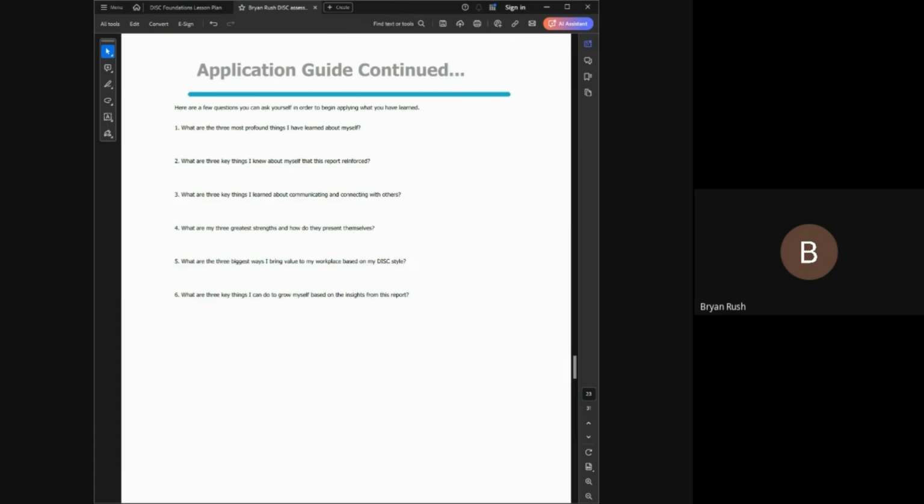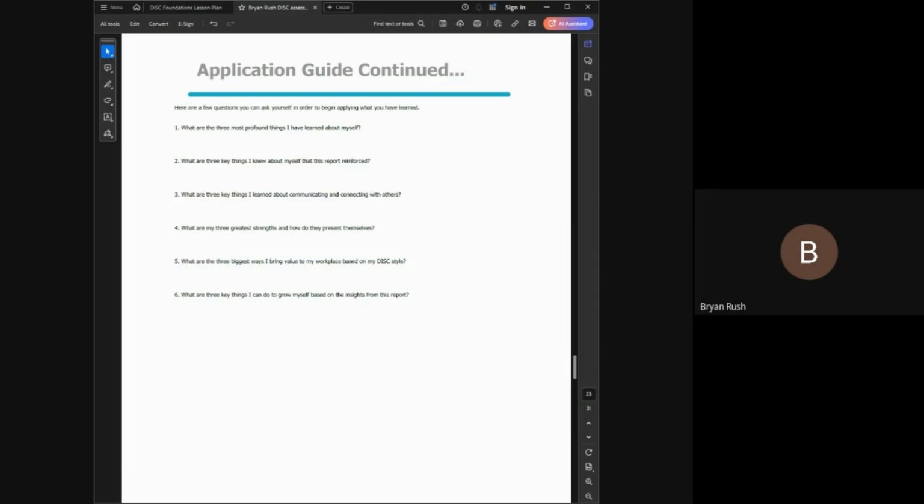What are the three most profound things I have learned about myself? What are three key things I knew about myself that this report reinforced? What are three key things I learned about communicating and connecting with others? Three of my greatest strengths and how they present themselves. I like to go down to number 6. What are three key things I can do to grow myself based on the insights from this report?